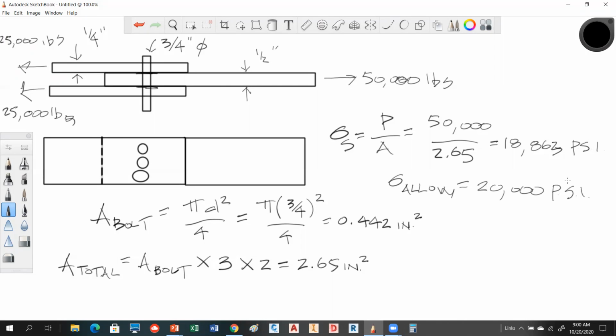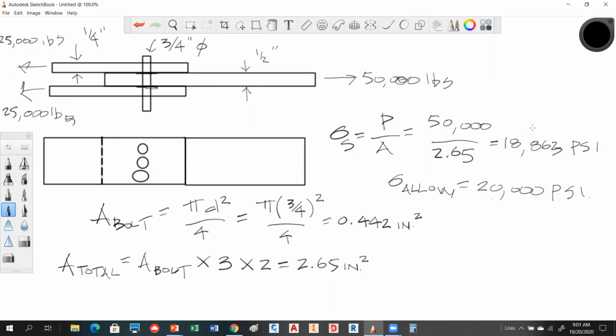So if we have a design right now that's got 18,800 PSI and the allowable is 20,000 PSI, are we failing the design or is the design okay? Think about that. If the allowable on those bolts is 20,000 PSI and currently we're coming up with 18,800, are we okay? Or are we in trouble of failing? Should be okay. We're okay. As long as this number is under the allowable, we're good.